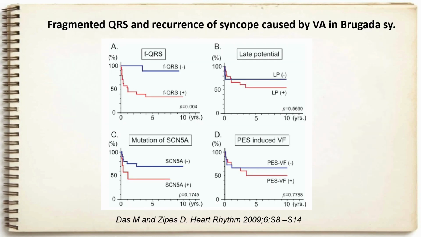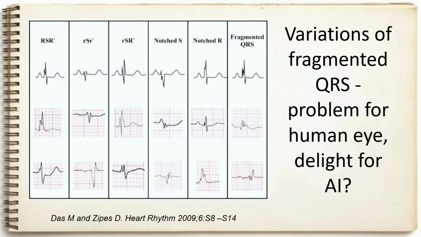Fragmented QRS was also used for risk stratification in Brugada syndrome. And you see on these 4 curves that only fragmented QRS was able to predict syncopes caused by ventricular arrhythmias, in contrary to genetics, late potentials, and programmed electrical stimulation. Certainly, once again, a very variable parameter, very difficult to capture clinically. Maybe the new artificial intelligence tools focused on ECG could be helpful.